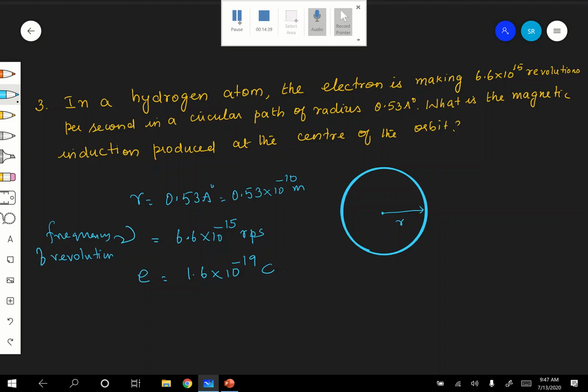Therefore, the electron here, you see, electron is revolving, whatever is the direction. Okay, when the electron is revolving in a circular orbit, definitely it will produce some current. Therefore, the current will be produced in the orbit when the electron is revolving in the orbit. Electron is moving, and a moving charge definitely produces current.